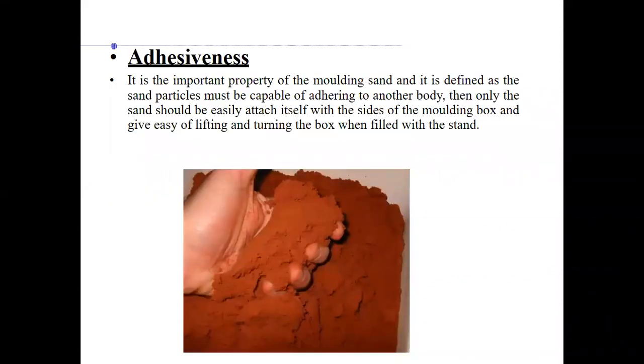Adhesiveness, right? Another property of the molding sand, and it is defined as the ability of sand particles to adhere to another body. Not to one another, that is cohesiveness, but between the sand and another body, maybe the flask, pattern, or any other entity, core, etc. So the sand should easily attach itself to the sides of the molding box and give ease of lifting and turning the box when filled with the sand.